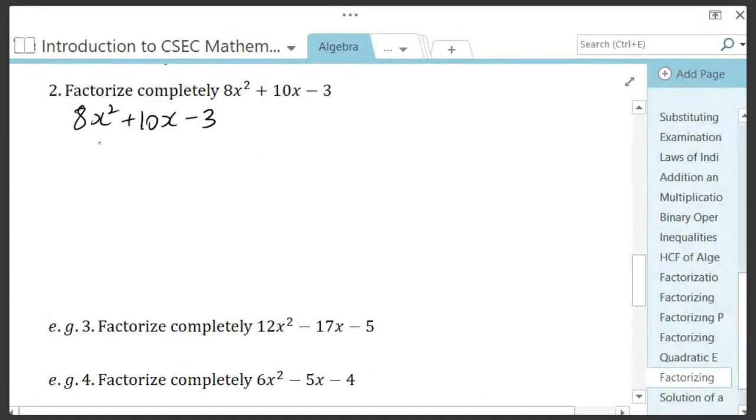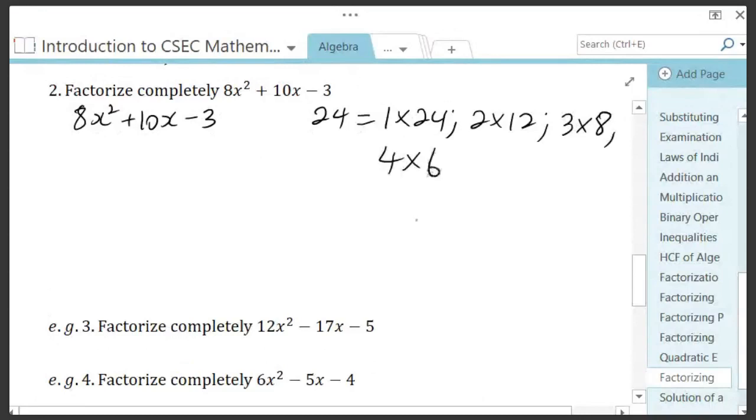Okay, so 8 multiplied by minus 3 is minus 24. Just going to write the positive value of that product there. So possible factors: 1 multiplied by 24, 2 multiplied by 12, 3 multiplied by 8, 4 multiplied by 6. Those are the possible products there. Now, we want to get positive 10, and we have one negative sign here already. So what we have to do here is make it 2, make it an even number, okay? So notice here that 12 minus 2 will give 10.